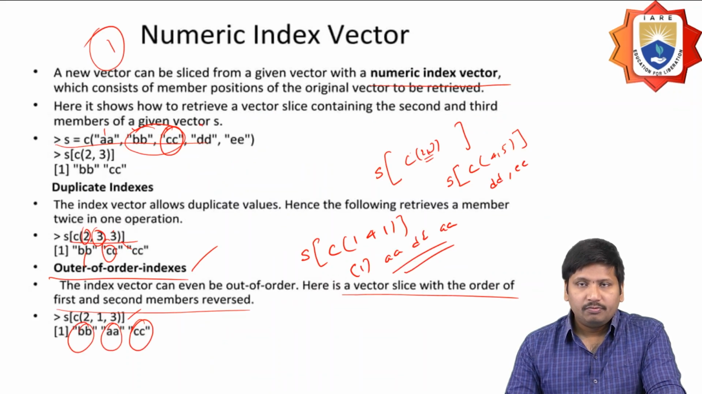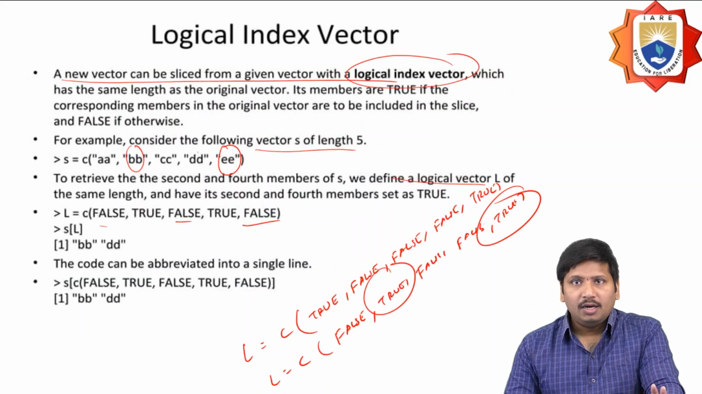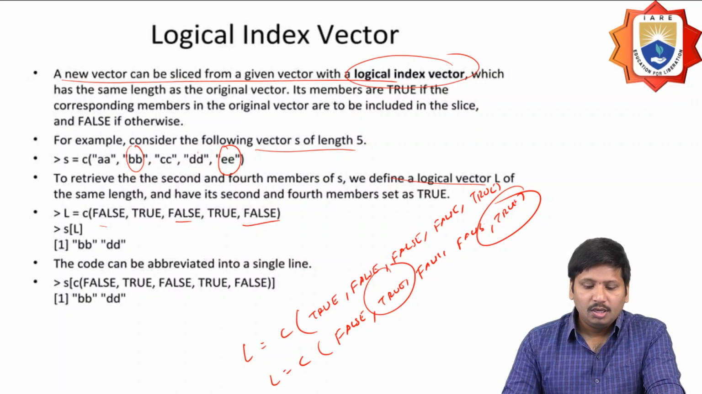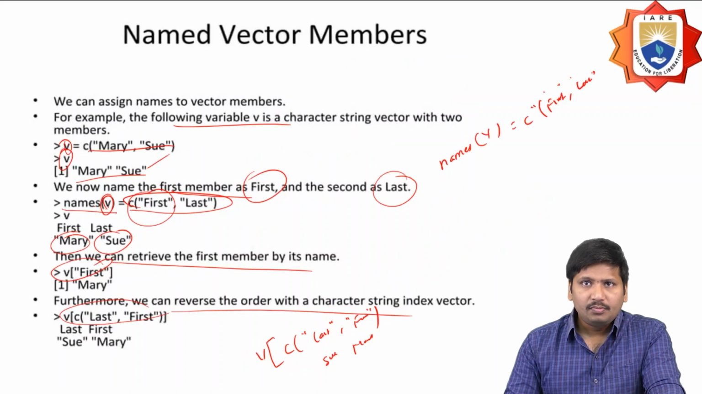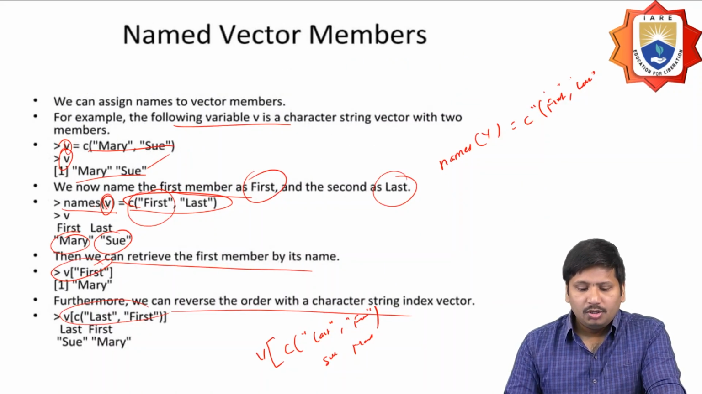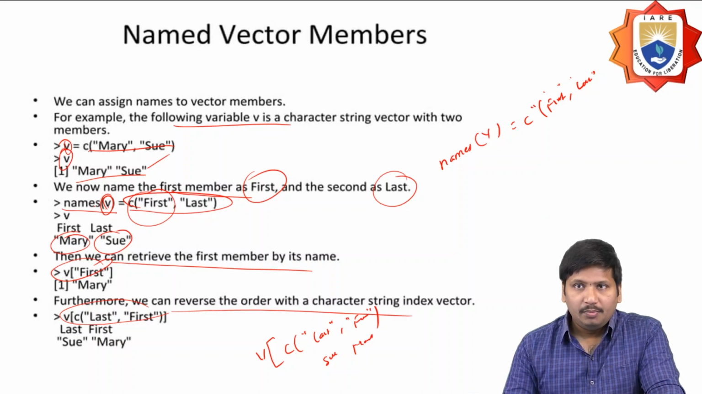Two types of vector indexing are possible. One is numeric indexing, where based on index values we can access the members of the vector. Another is the logical index vector, where based on logical values I can access the values of the vectors. The names function is used to provide names to the members of the vector.